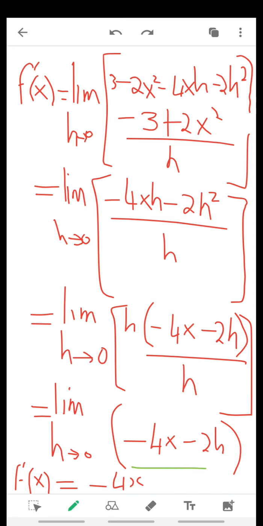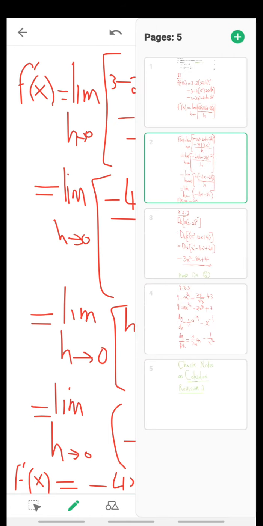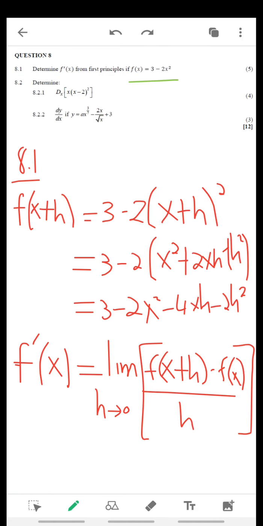So minus 4x minus 2 times 0, I'll be left with minus 4x minus 0, which is simply minus 4x. Right there. So the derivative of f from first principles is minus 4x. Remember, you can think of your power rule to confirm whether you have done it correctly. So when I look at my power rule, I notice that indeed the answer would be minus 4x. Okay, now well done.